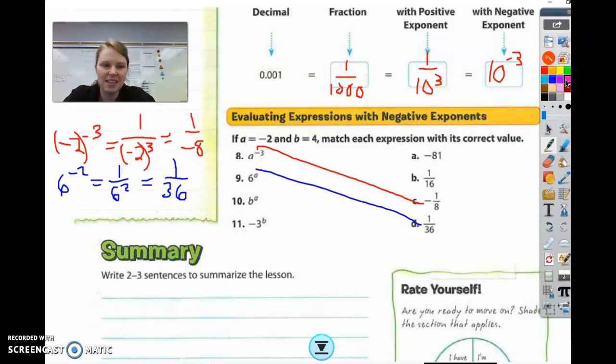Let's do another one. So b to the a power, alright. B is 4, a is negative 2. Okay, so let's get rid of that negative exponent. When we get rid of the negative, we're going to flip this to the bottom. So we're going to say 4 squared. And what's 4 times 4? Isn't 4 times 4 16? That was kind of a crooked line, but I think we got that one.